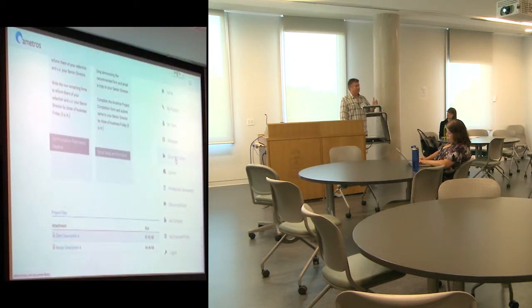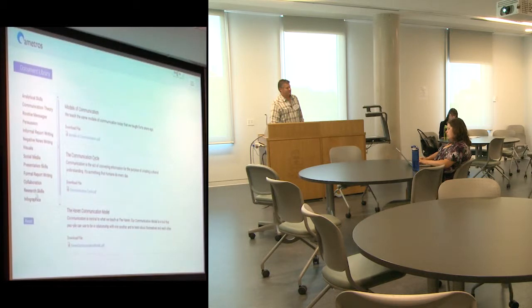So they need to read about how to make a request. They need to read about how to write a persuasive report. They need to read about how to give bad news, etc. There's also a section called the document library, where it's divided up into all the skills and theories that they need. And if they click on communication theory, which they start with, there's extra readings in there.